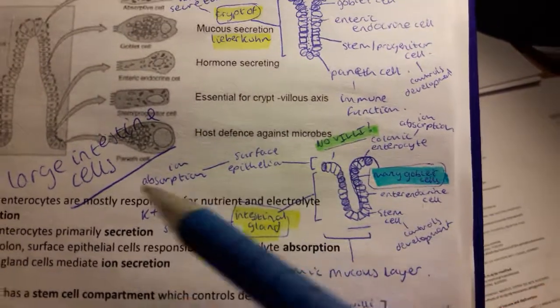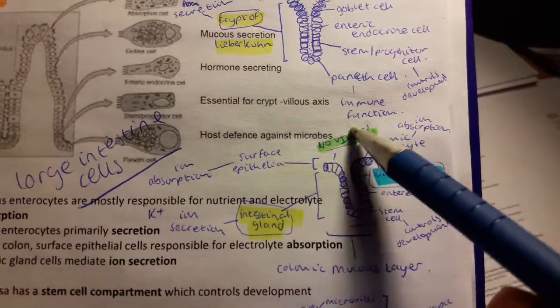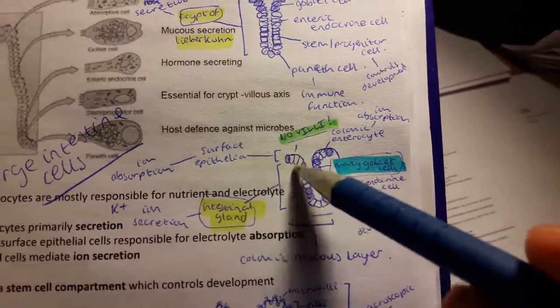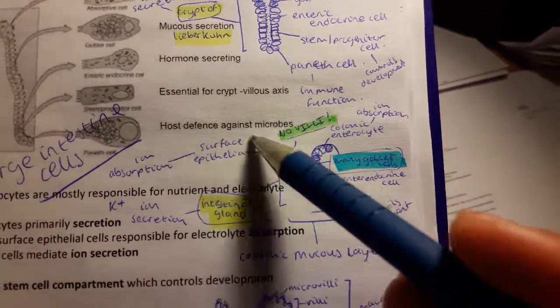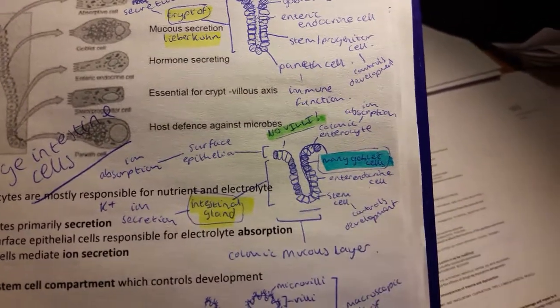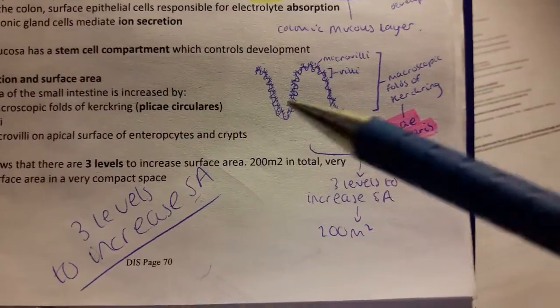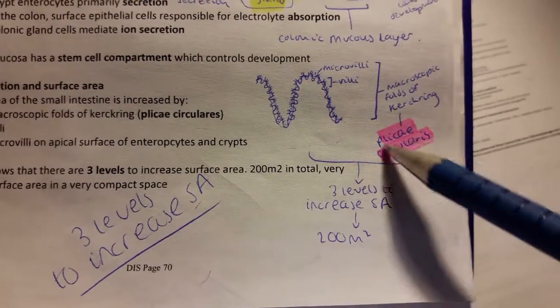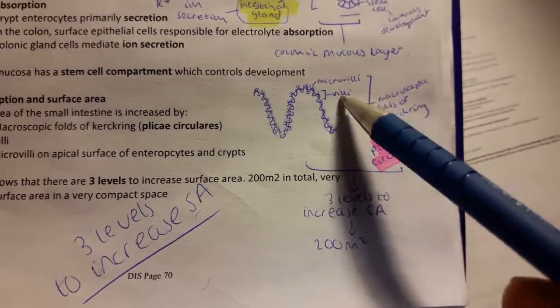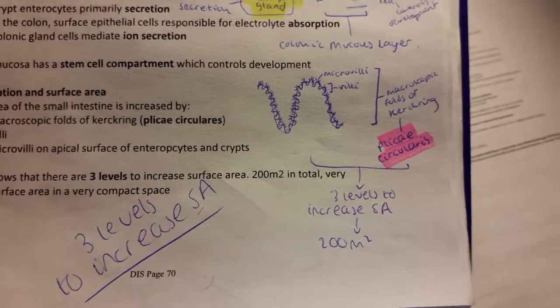So, a quick comparison to the large intestine cells, of the fact that they don't have any villi, they have more goblet cells, and they don't have crypts of Lieberkühn. Instead, they've got intestinal glands in the mucus layer with surface epithelium, colonic enterocytes, and they also have stem cells for development. We looked at the fact that there's 3 layers: plicae circulares, which are the folds of Kerckring, which are the macroscopic folds, the villi, and microvilli, to increase the surface area.